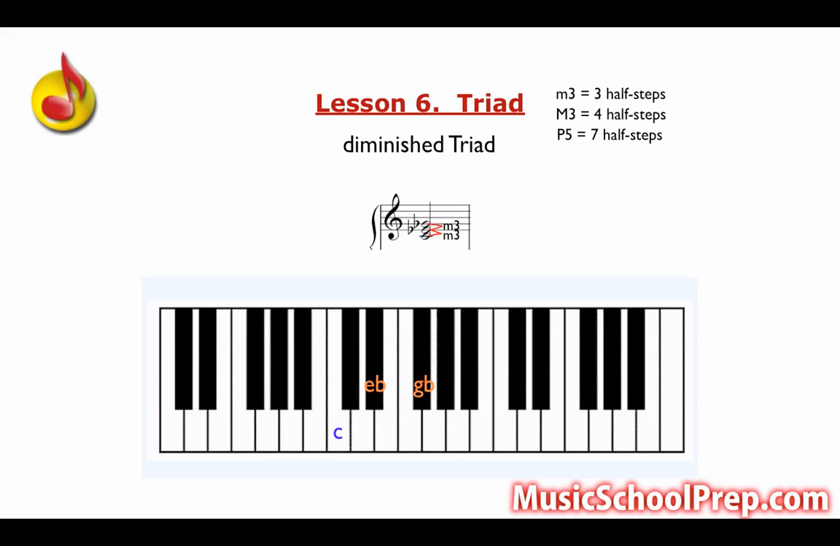A perfect fifth is 7 half steps, so a diminished fifth is 1 half step less than that. 1, 2, 3, 4, 5, 6 half steps up from this root C to this G flat makes a diminished fifth. Listen to the diminished triad's congested quality.